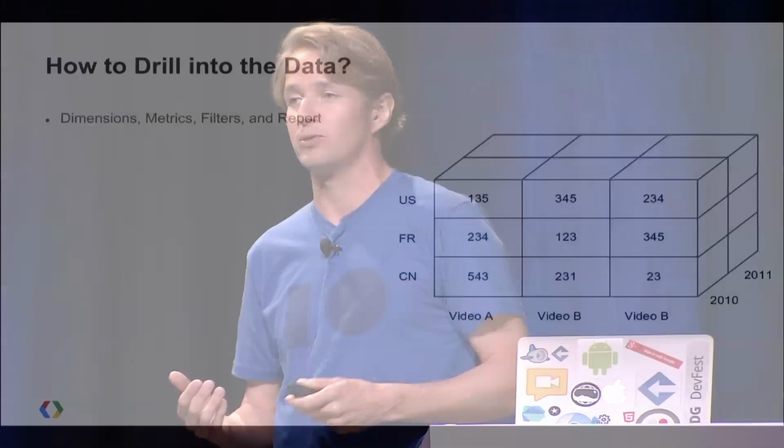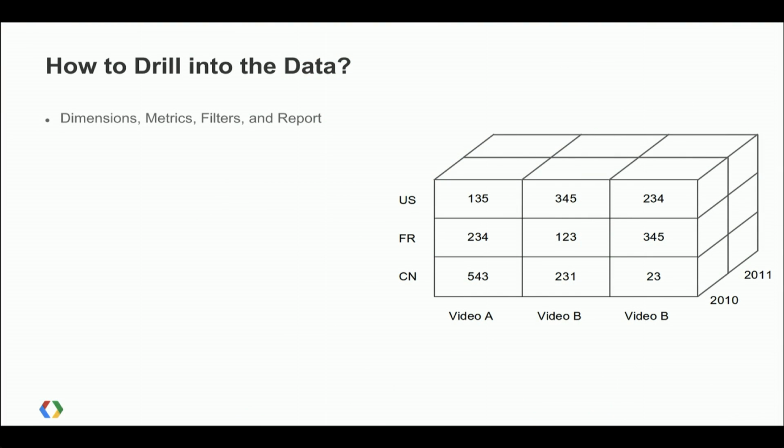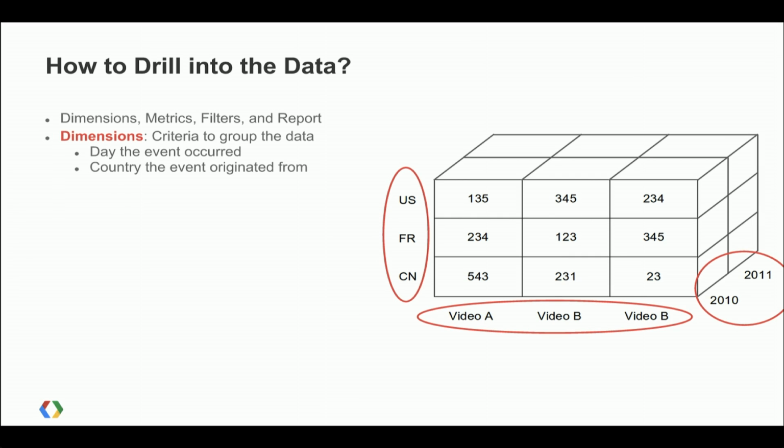Probably now you want to know how you can specify the query, how you can drill into this data set. For this, we have three important terms. So dimensions, metrics, and filters. So dimensions and metrics are terms of the data cube. So on this slide, I have a small data cube with 3 dimensions. And the dimensions are the criteria used to group the data of the report.